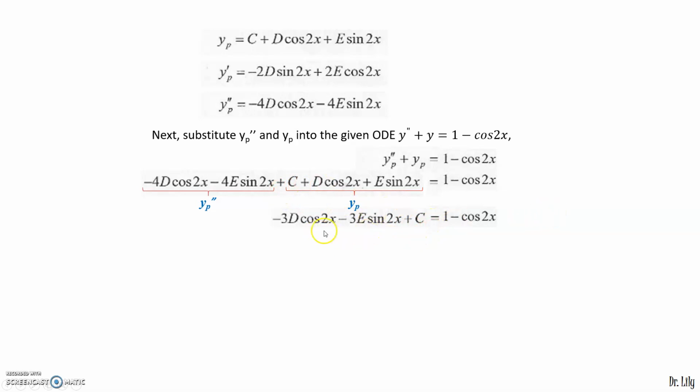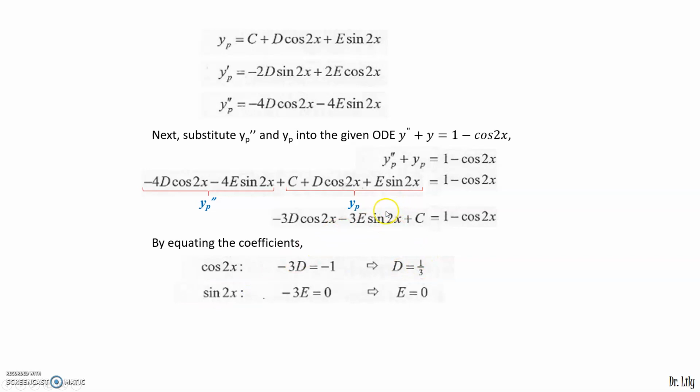Okay, so once we're done with the simplification, we need to find the values for d, e, and c. So how to find them? We do the equating of coefficients. For the coefficient of cos 2x, negative 3d is equal to negative 1. Simplifying, we get d equal to 1 over 3.